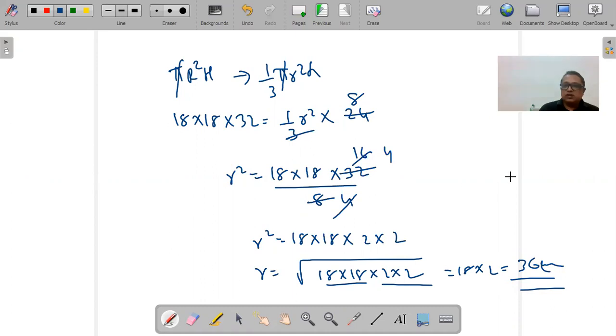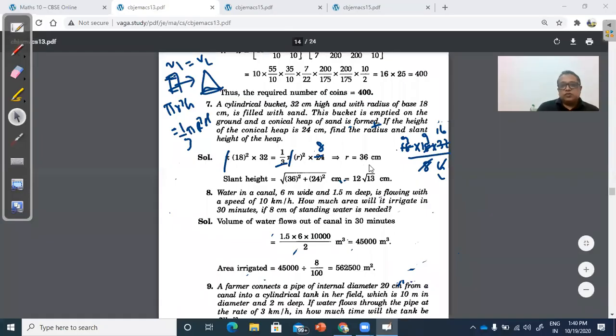So this is the working for that. So we'll get 36 centimeters as the radius. Right. So once we get the radius, then slant height. What is the formula for slant height? L square is equal to h square plus r square.